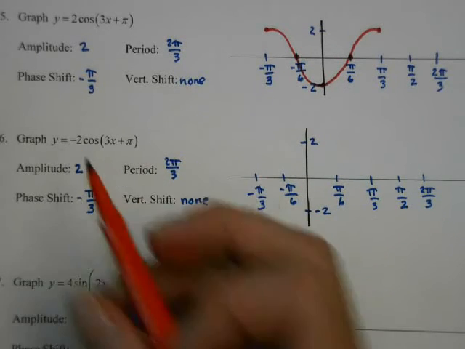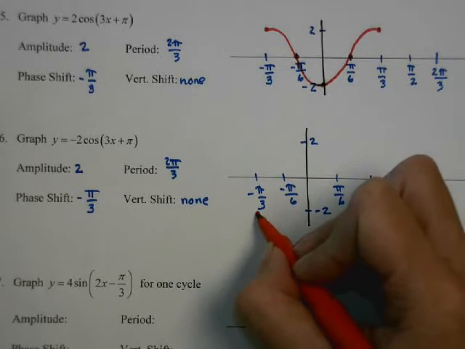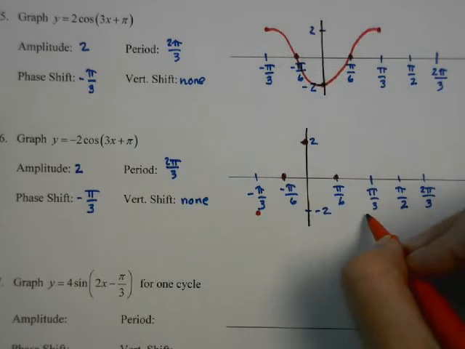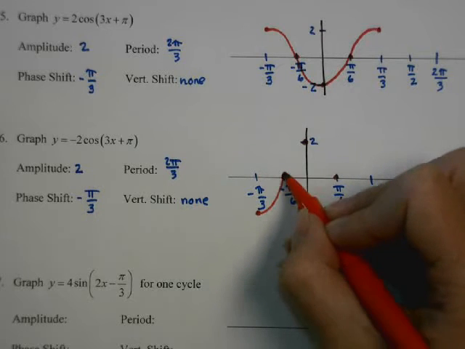This is a negative cosine, so it's going to start at the minimum, go to the midline, to the maximum, to the midline, to the minimum.